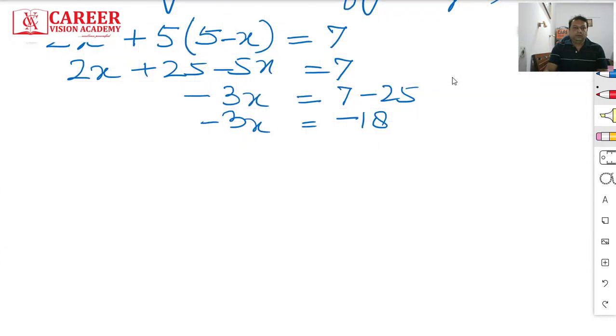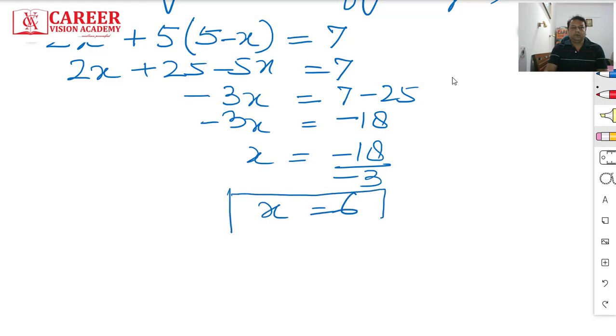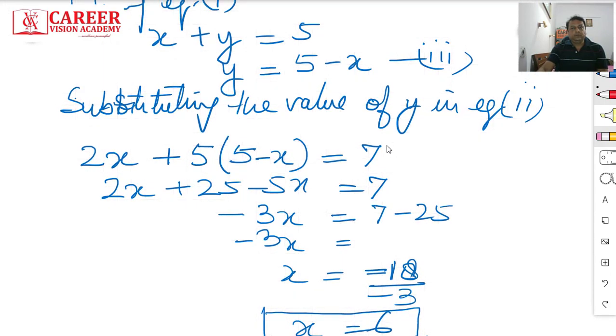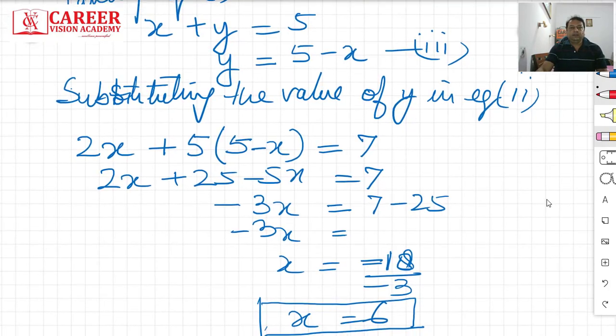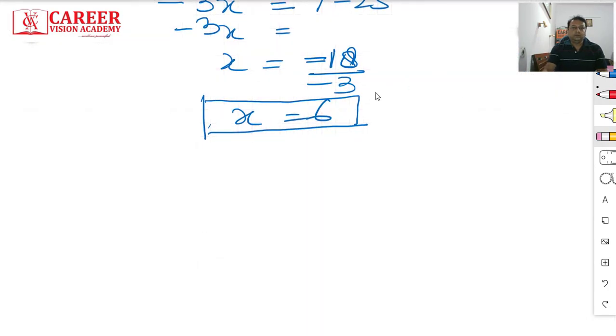Here I can get the value of x now. Now x will be equal to minus 18 divided by minus 3. x is equal to 6. Got the value of x. Now what? We have to get the value of y. Coming back to our equation, you see y is equal to 5 minus x. Now since we have got the value of x, when we place the value of x in this third equation, can we get the value of y? Yes, we can get the value.